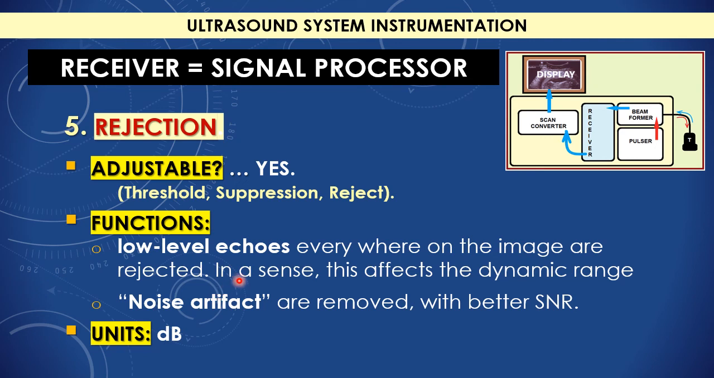Okay, what are they representing? They are representing noise artifact. You remember noise artifact? Noise artifact is coming from what? From the contamination of the electromagnetic fields around the machine. These electromagnetic fields contaminate the circuits and the cable, and they appear as these low-level echoes on the screen, right? So how do we remove them? By applying rejection. The units are, of course, decibels, like all the units inside the receiver.